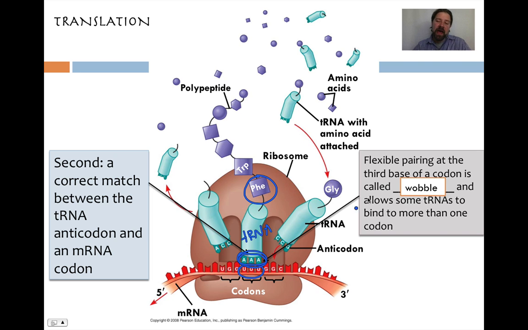Remember we said that there is some flexible pairing at the third base of a codon. That's also called wobble. It allows some tRNAs to bind to more than one codon. Remember, some of the amino acids have 4 different letter combinations, and they all code for the same amino acid. So it's a little bit more efficient to use that system for tRNA.